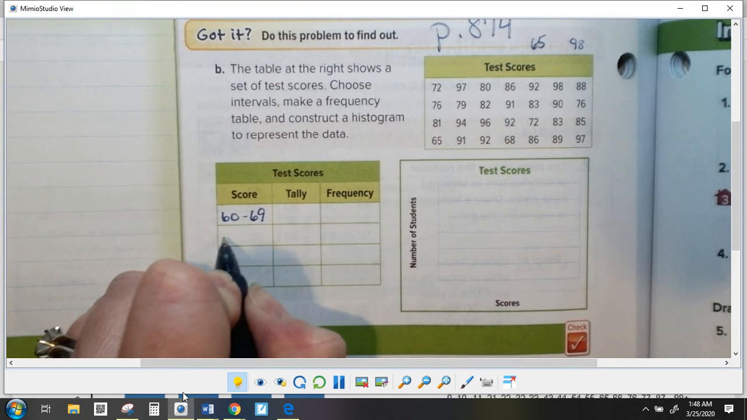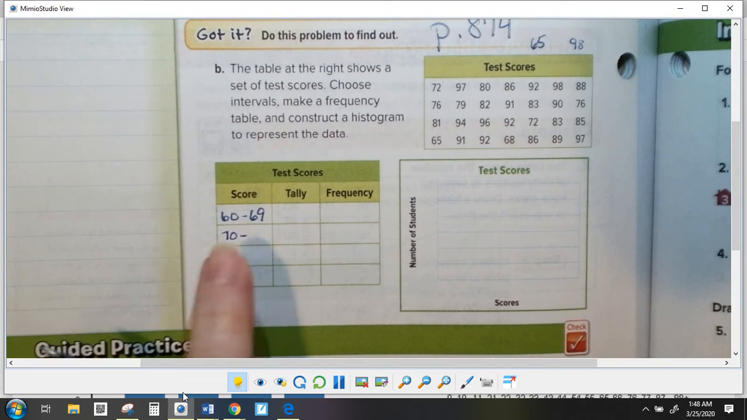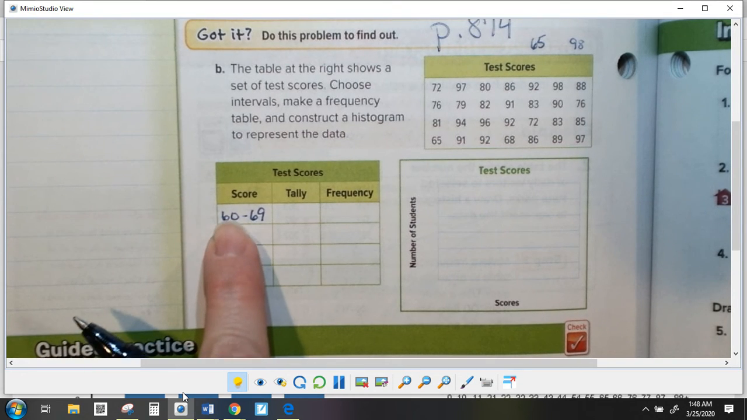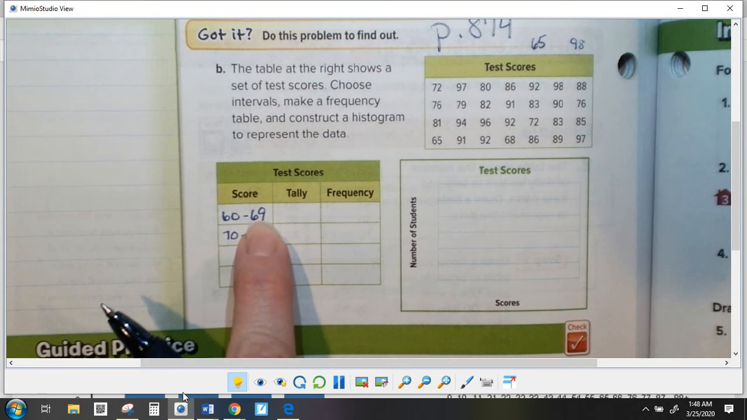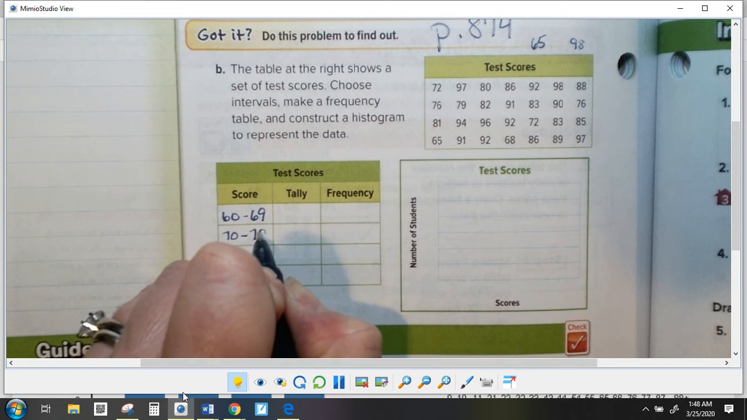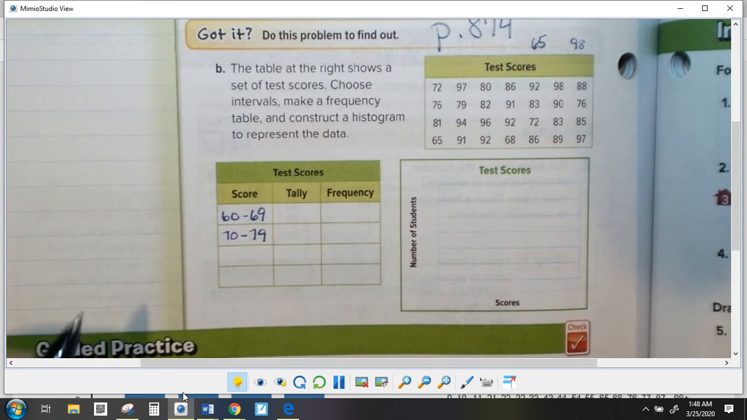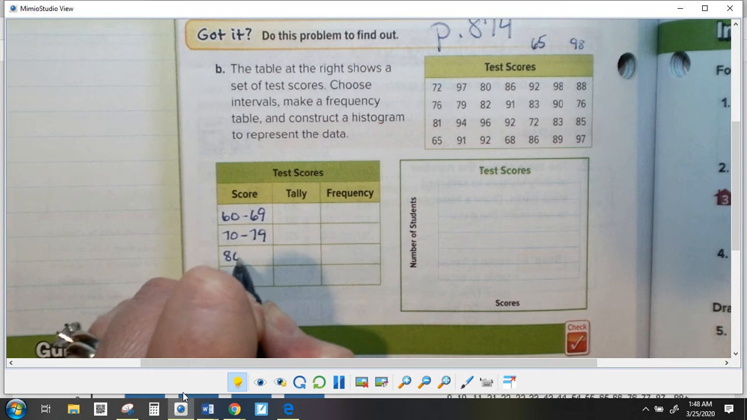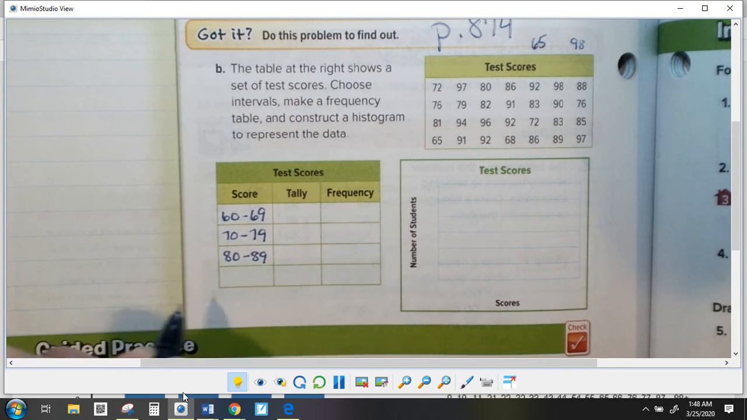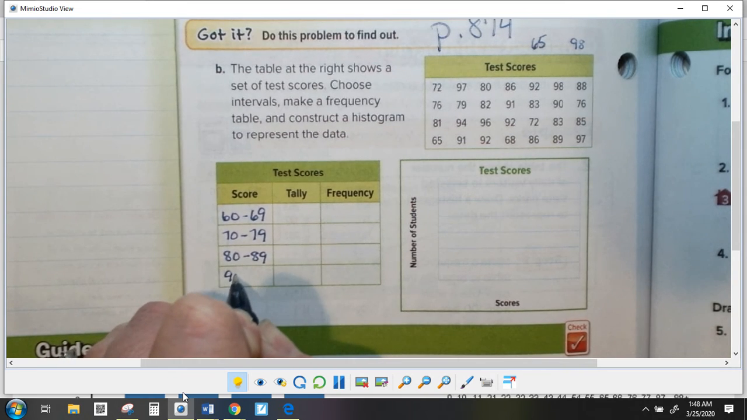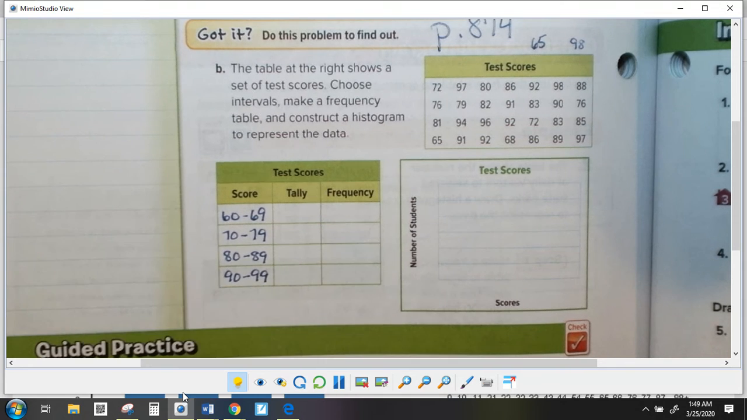Now, the next number after 69 would be 70. And if I want to keep this the same, the first number ends in 0, so the second number has to end in the 9. The number coming right after 79 is 80. We'll do the same thing, 89. And then right after 89 is 90, all the way up to 99.